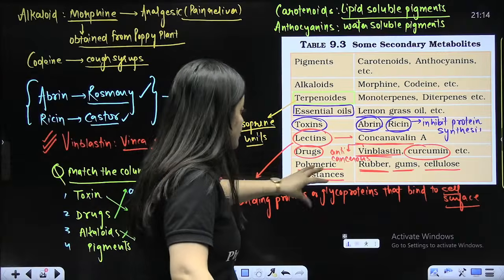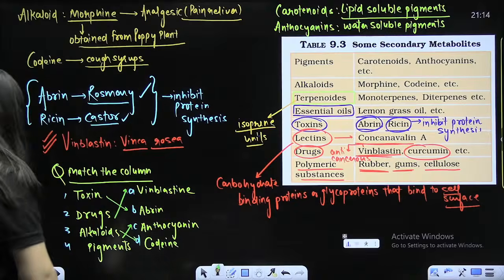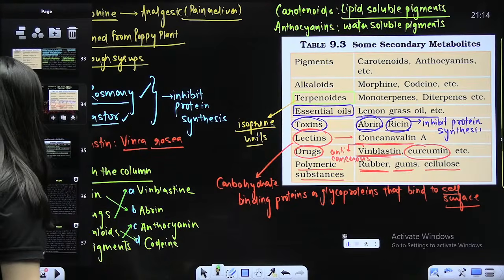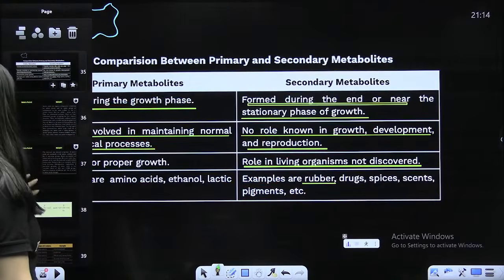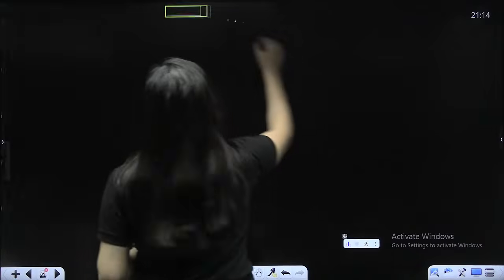Polymeric substances are rubber, gum, cellulose. So we'll learn about it. This is about the primary and the secondary metabolite. And now what are we going to discuss? We are going to talk about the carbohydrates.